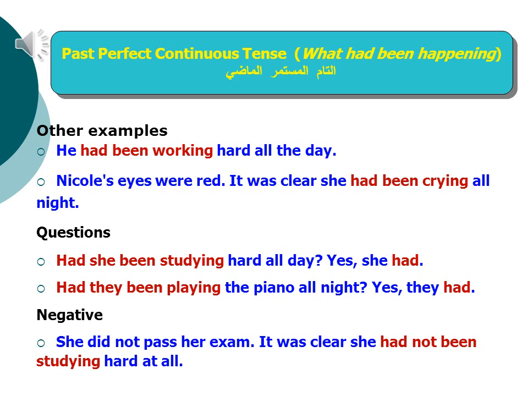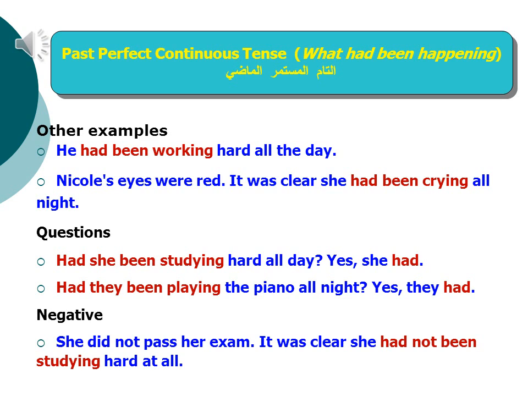Now, how to form questions using the past perfect continuous? We simply put had at the beginning and we say, had she been studying hard all day? And the answer for this is either yes or no. It's a yes or no question. It could be yes she had or no she hadn't. The second one, had they been playing the piano all night? Yes, they had.